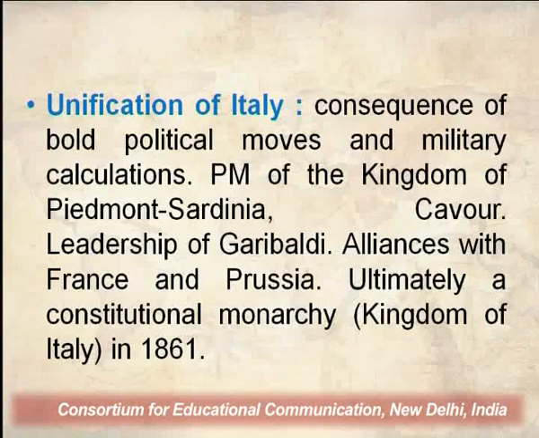Italy, or these independent states of Italy, entered into a tacit and tactical strategic alliance with France and Prussia, and that is how ultimately a constitutional monarchy in the form of the Kingdom of Italy was established in 1861. Now, this is different from the previous instances that we saw. It is more a consequence of political moves, military calculations, and so forth. So that is another way in which states were created.